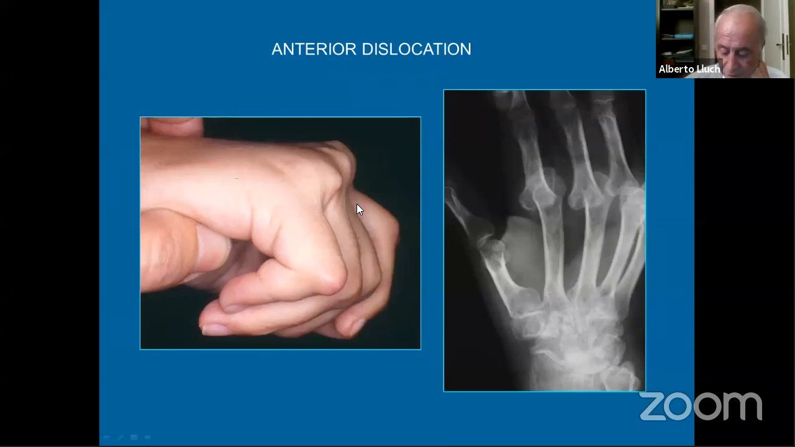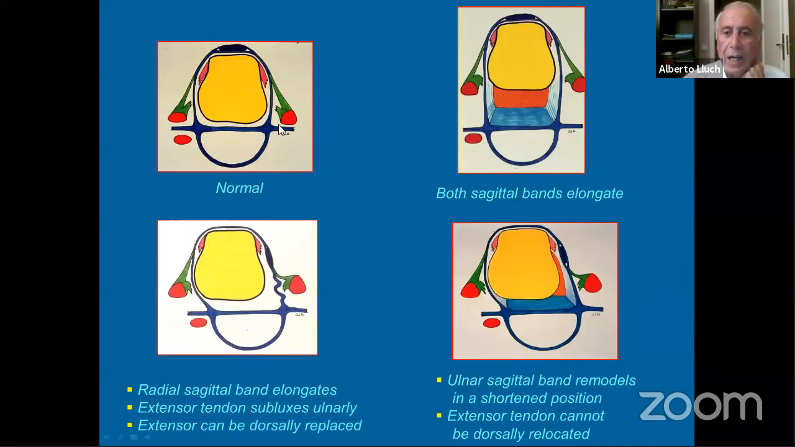Here we can see the anterior dislocation quite clearly. What happens, this is normal, at the early stages of the synovitis, both sagittal bands and collateral ligaments elongate, and the patient has an instability of the MP joints. And then with the passing of time, since the forces are greater, pulling the tendons towards the ulnar side, this is the radial, this is the lumbrical, the extensor tendon dislocates towards the radial side of the metacarpal head. At first, the ulnar sagittal band is lax, like here.